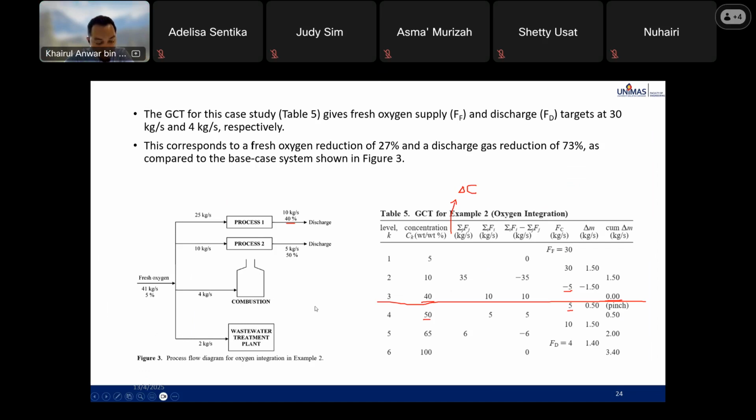So we can reduce how much? 27% of this, in reduction of, yeah, this one. Network design.